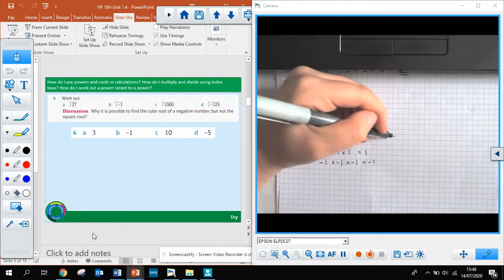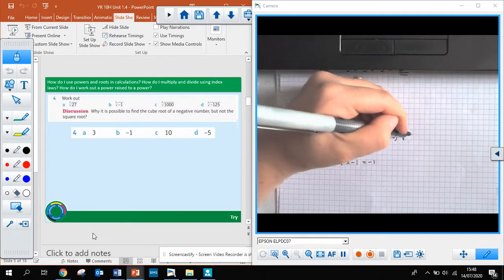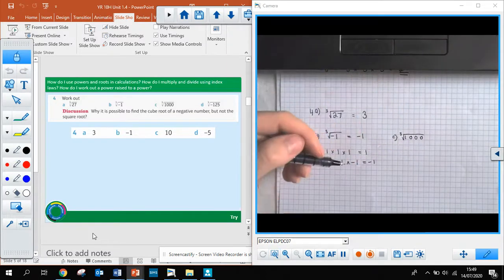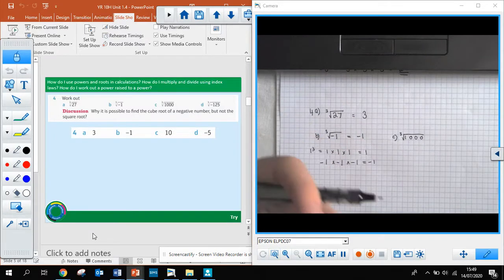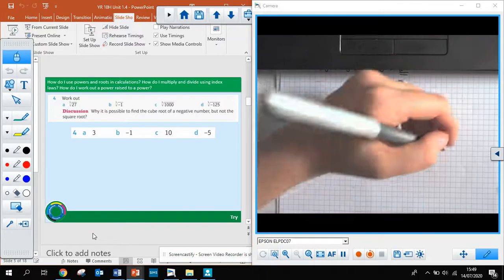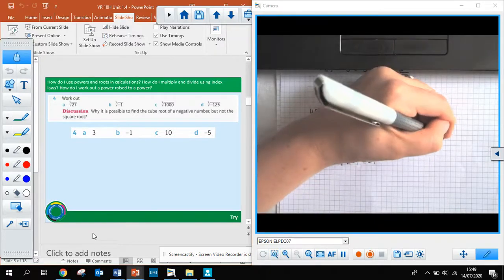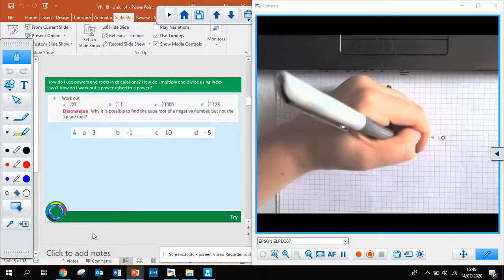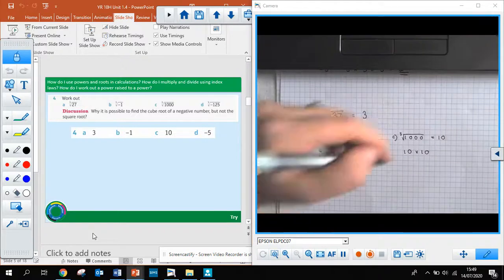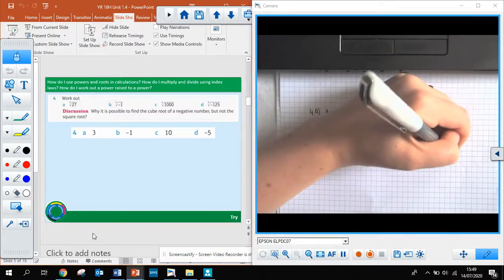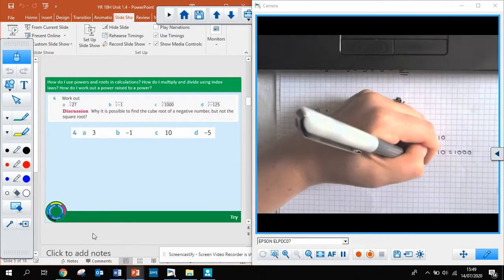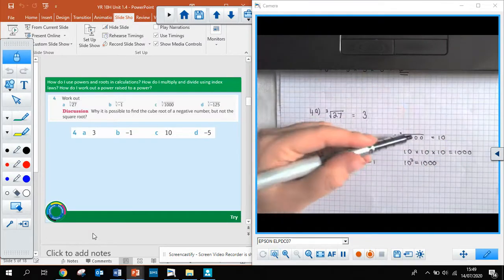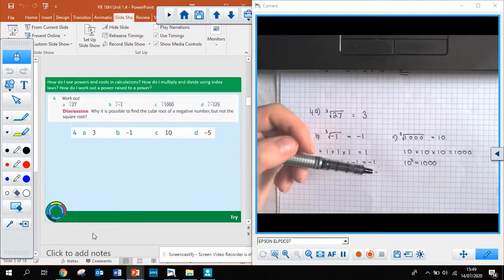Part C, we want to find the cube root of 1,000. So what is the cube root of 1,000? What cubed gives you 1,000? So what times by itself 3 times gives you 1,000? That should be 10, because 10 times 10 is 100, times 10 is 1,000. Therefore 10 cubed is equal to 1,000, and so the cube root of 1,000 is 10.